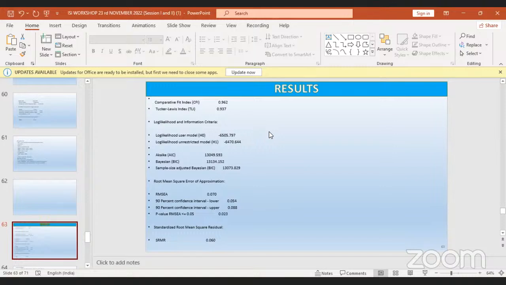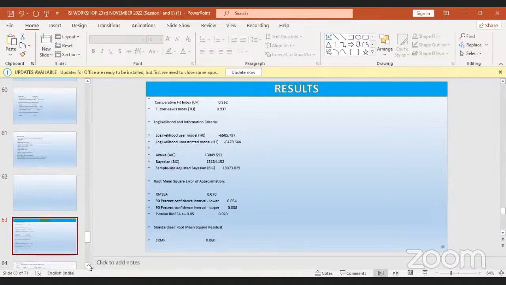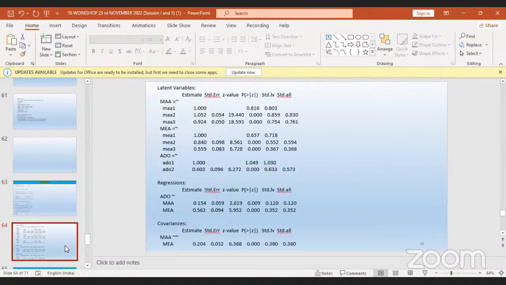So, the comparative fit index, then TLI and RMSEA. You have to check all these. This is the result for the structural model as well. Factor loadings are given, and then the regression result. In the regression result, you can see the estimates.